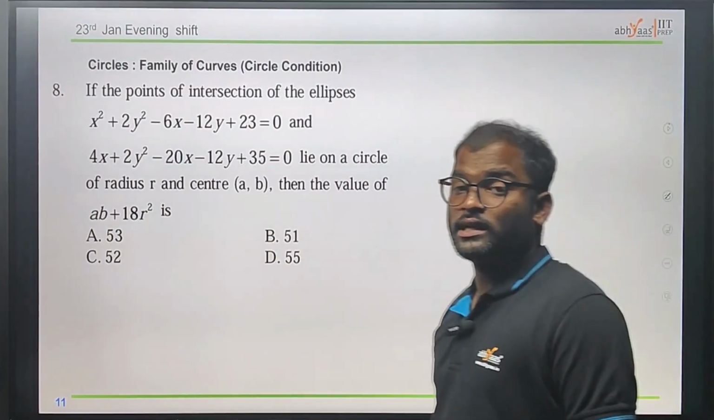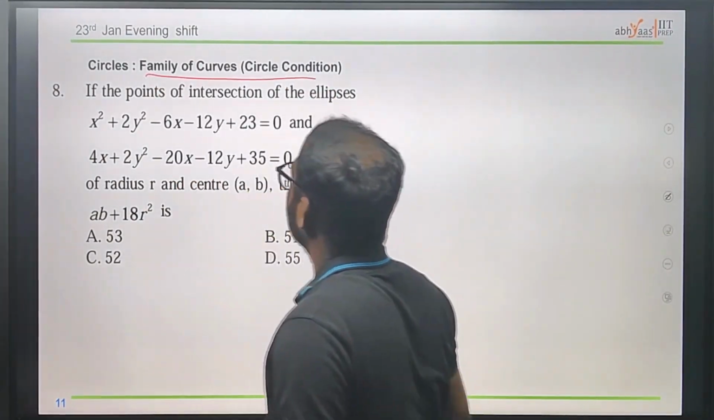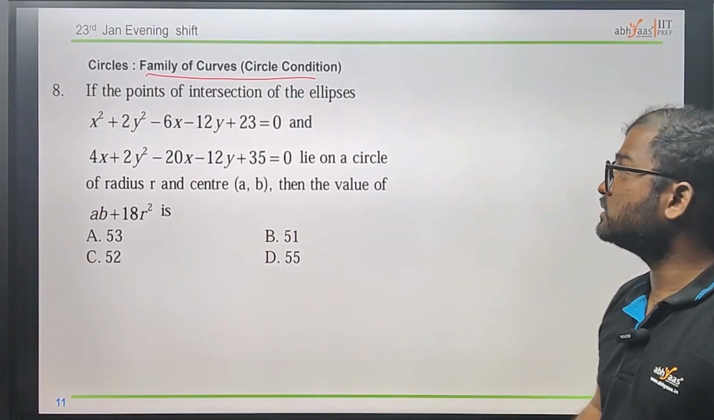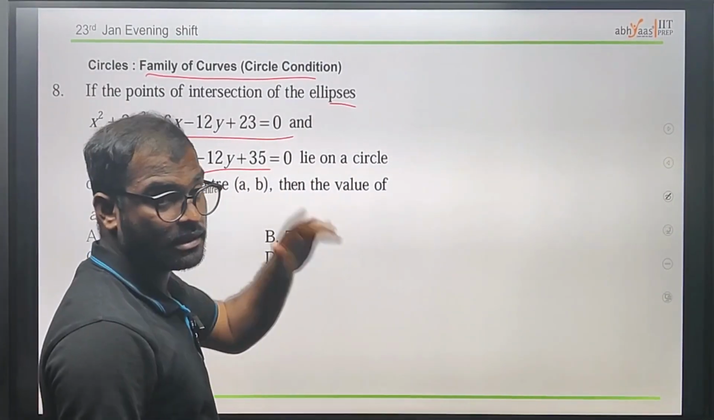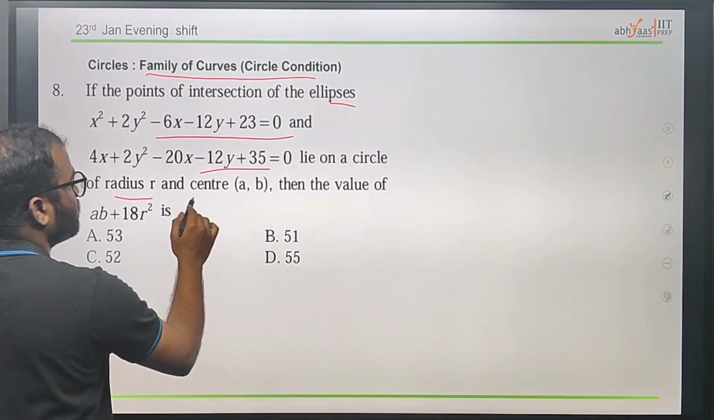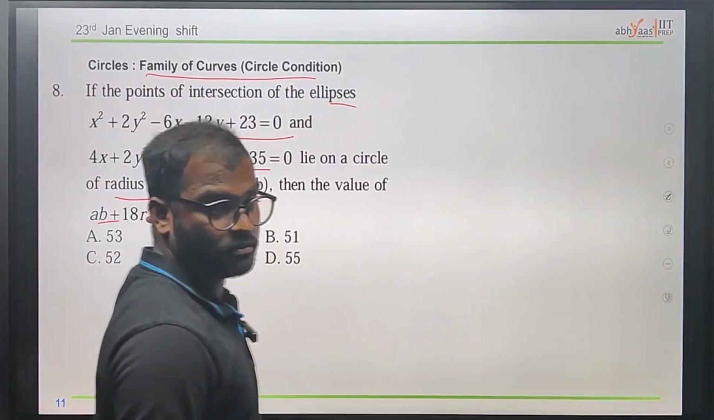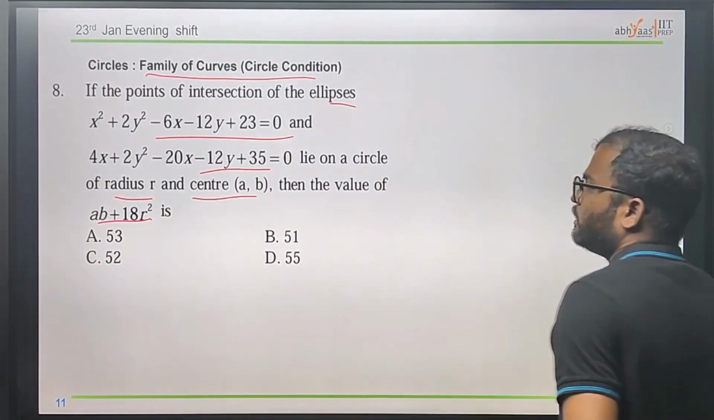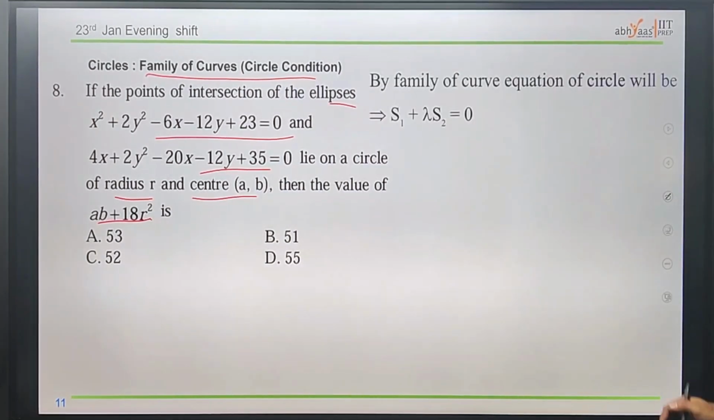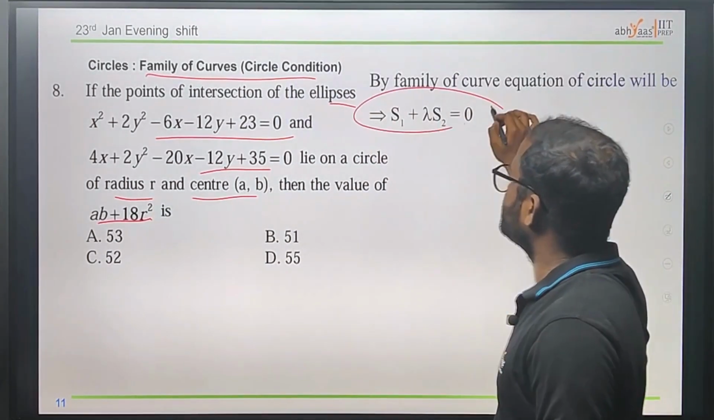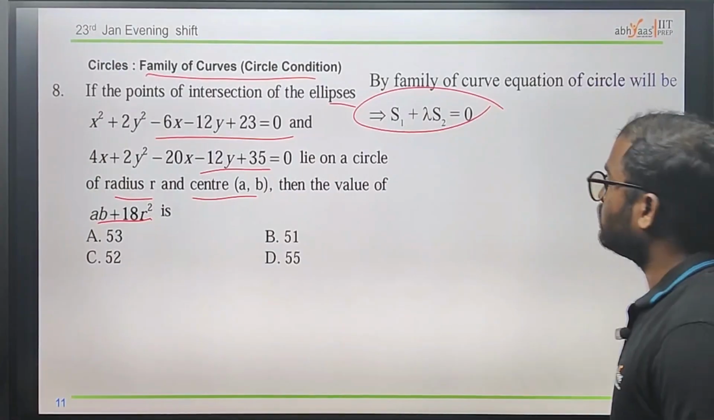Now we have a question on the family of circles. The condition given is that if the points of intersection of this ellipse and this one lie on a circle of radius r with center (a, b), then what is the value of this expression? We need to find it from the ellipse (a, b) and from the circle r. Here, by using the family of circles S1 plus lambda S2, we can easily solve that one.